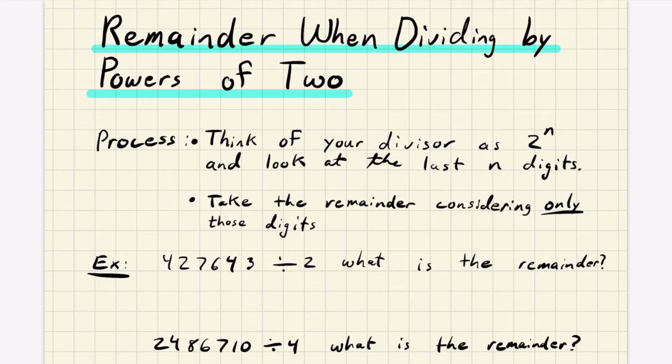This video is part of a series that goes over beginner number sense tricks. Today we'll be going over the trick for finding a remainder when we're dividing by powers of 2. This trick only works for powers of 2. There will be a separate trick for the powers of 3.